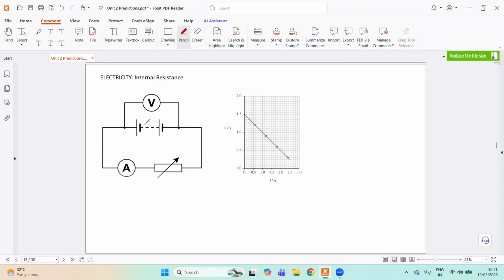Okay. This, I feel, is most likely to appear in the exam in some capacity. So this is a very basic internal resistance concept. They can ask you to draw a diagram that you'll use to investigate internal resistance, and this is the diagram that you draw: a battery and a voltmeter in parallel, a variable resistor, and an ammeter in series.